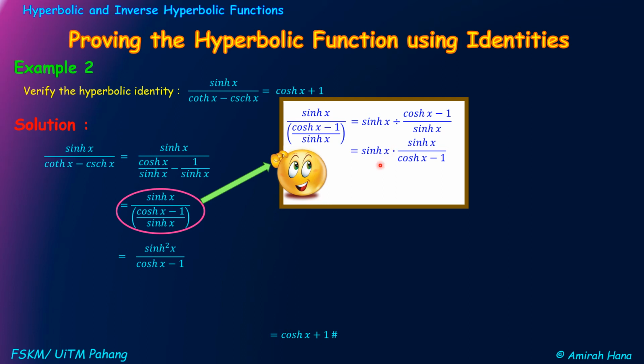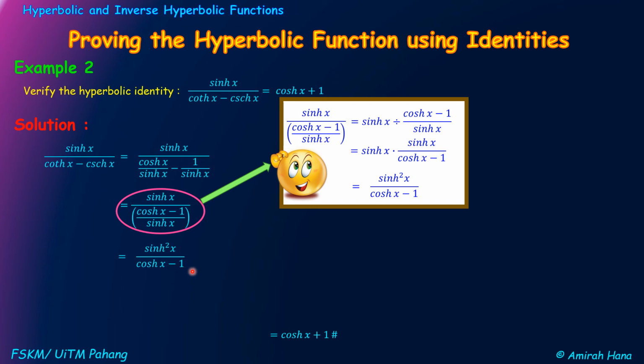So we multiply sin x by sin x from the numerator here, and so we get sin squared x. And then over 1 here, we multiply by cos x minus 1. That's why we get sin squared x over cos x minus 1. Okay, so now we have sin squared x over cos x minus 1.